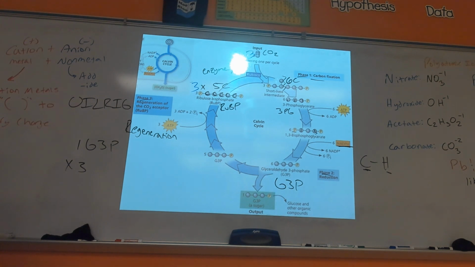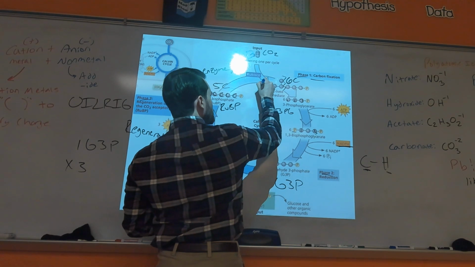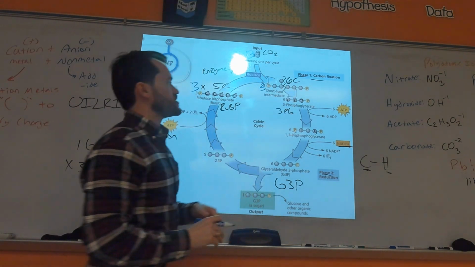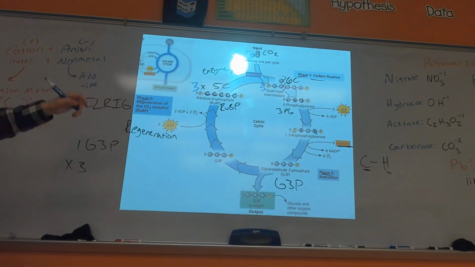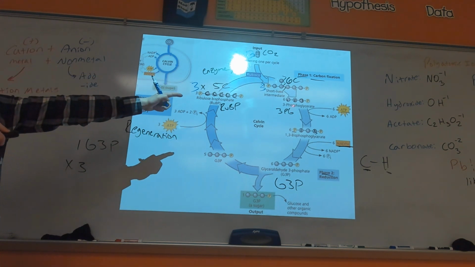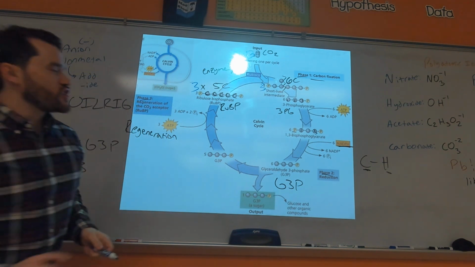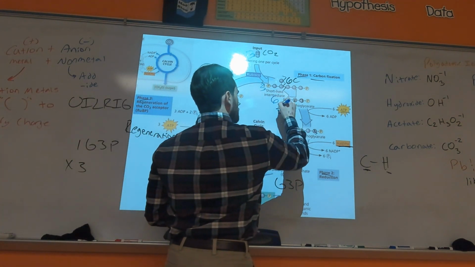So you're going to take 3 CO2s, 1 CO2 per 5 carbon RUBP, and you're going to make 3 of the 6 carbon sugar here. 3 of those. And then I said this gets cut in half to 3 PG. So you're making 6 3 PGs.